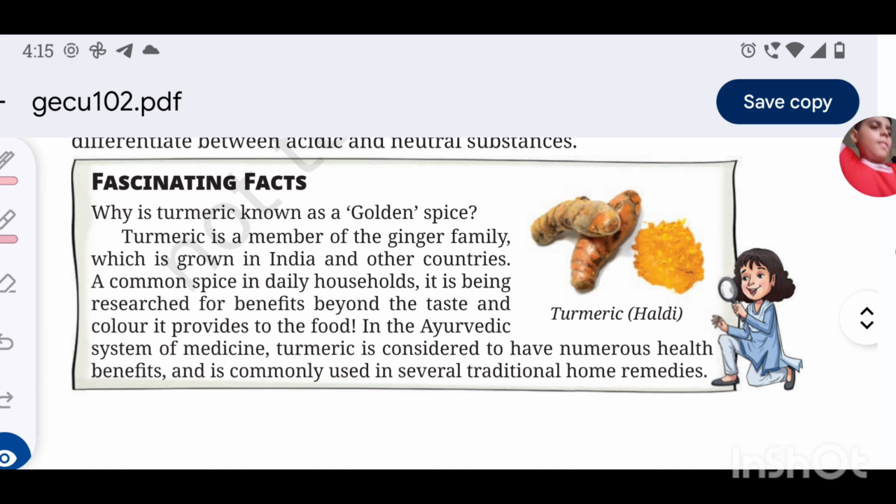I will use vinegar as an acid. No, not vinegar, I will use lemon. Here is my lemon, you can see it. I will pour two to three drops. Is there any change? Can you see any change? I think not. Now I will use a base.